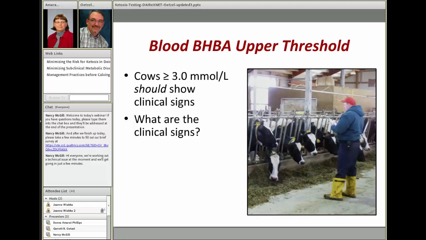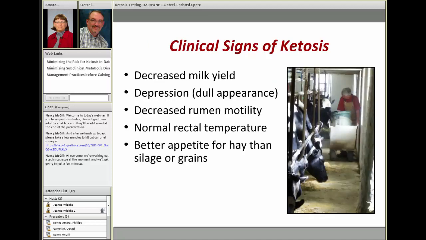What would those clinical signs be if we're expecting to see clinical issues as they go over 3? And that's a little unpredictable whether it'll really start there or not. But the signs would be decreased milk yield. Well, we're in a time where milk is very volatile. It should be going up. Maybe it's just not rising fast enough. It's off what it should be for that cow.